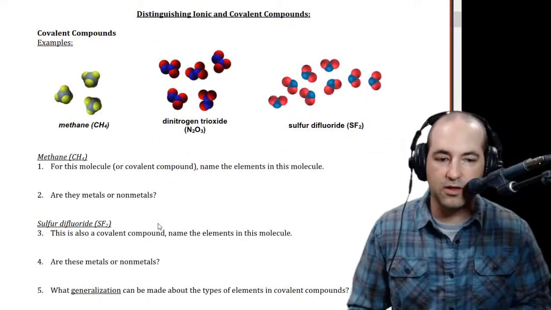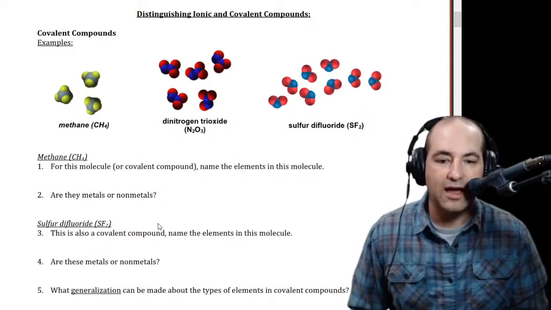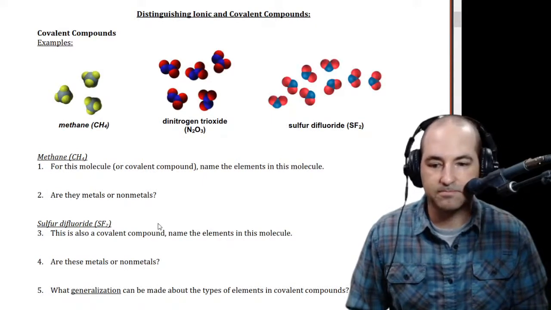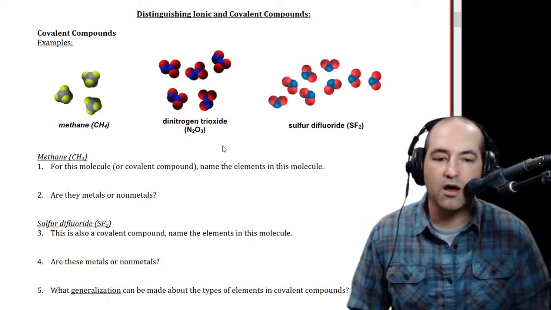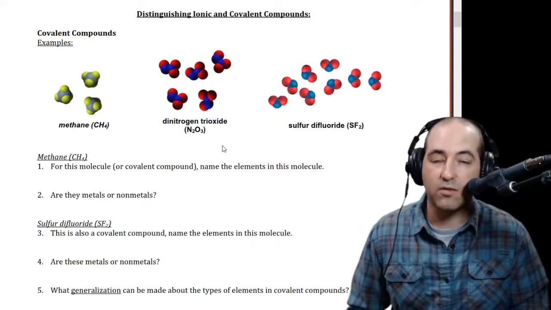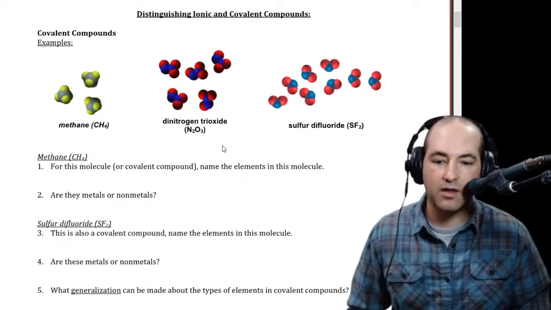All right, so now we're going to do a little activity distinguishing ionic and covalent compounds. So first we're going to look at some covalent compounds. Here are 3 examples of what we call covalent compounds. And I know we haven't defined what a covalent bond is. We'll get into that in a couple of chapters.